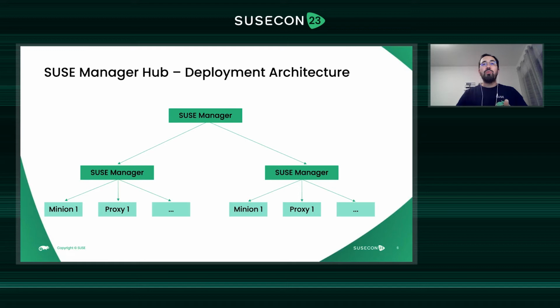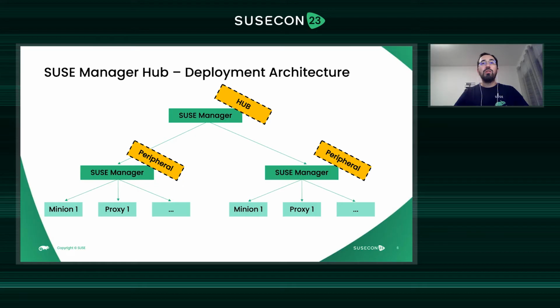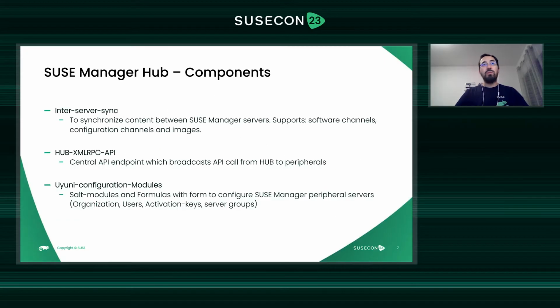To differentiate between these two levels of servers, you need to name them somehow. So we call the top level the SUSE Manager Hub server, and the lower levels, we call them the SUSE Manager peripheral servers. But as said before, the SUSE Manager Hub is also composed of a set of tools to help managing this complex infrastructure.